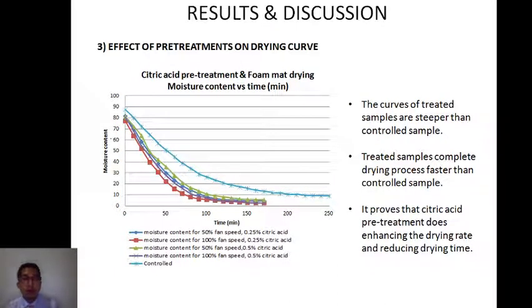Okay, this is the drying curve of citric acid pretreatment and foam drying. The curve of treated samples is steeper than controlled samples. Treated samples complete the drying process faster than controlled samples. It proves that citric acid pretreatment does enhance the drying rate and reduce the drying time.